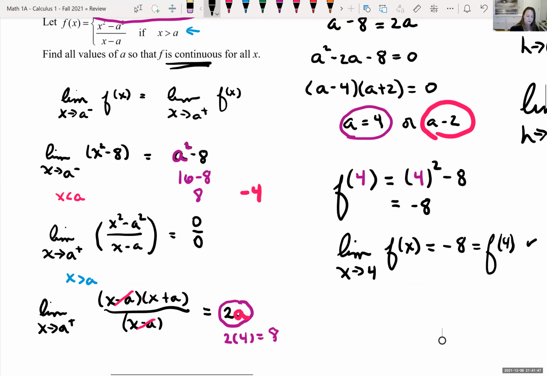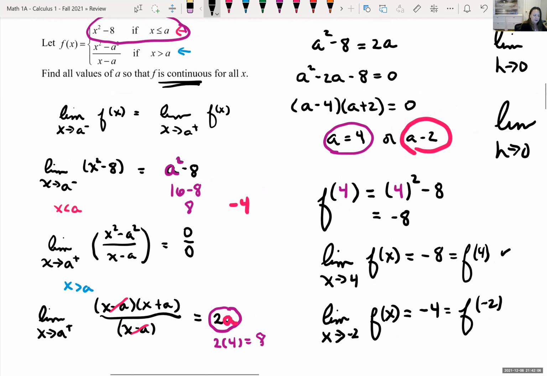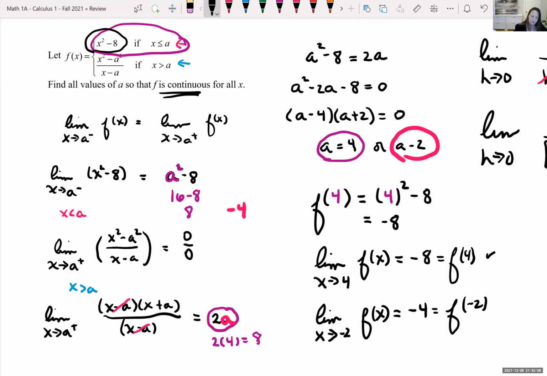And the same thing, do that for -2. So the limit as x is approaching -2 of f of x, we saw that both sides, we got back -4. So this is -4. And if we plug in -2 wherever we see an x in that function, -2 squared minus 8 is also -4. So we found multiple values, what a needs to be in order for f of x to be continuous at a.